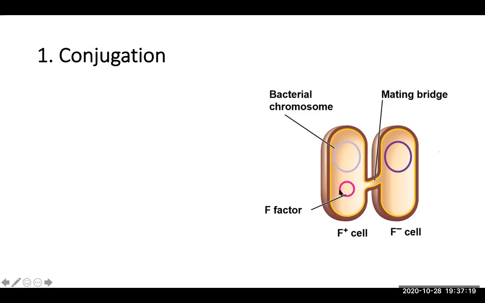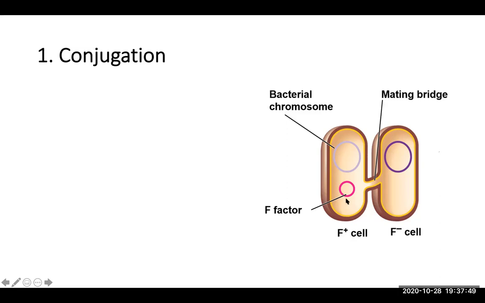Plasmids, as you recall, are completely separate from your chromosome. The chromosome is all the day-to-day normal metabolism, what we call housekeeping, the basic requirement for life for that cell. Plasmids are special extra stuff, right? And if you have the F factor, you're referred to as an F plus cell.